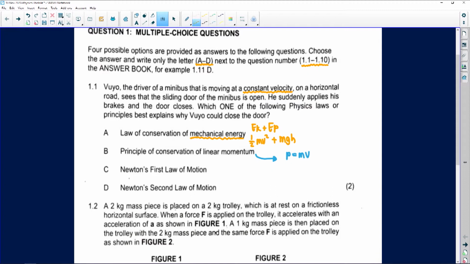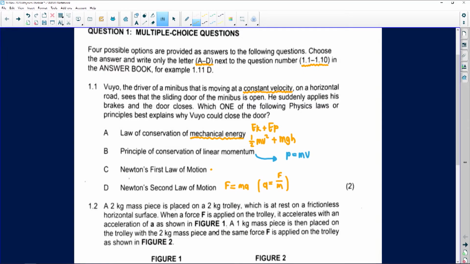And then we have Newton's first law of motion. And then we have Newton's second law of motion. Newton's first law does not have a formula, but Newton's second law of motion does. The formula that we use is F is equal to ma. F meaning force, m is your mass, a is your acceleration. You can also say a is equal to F over m.